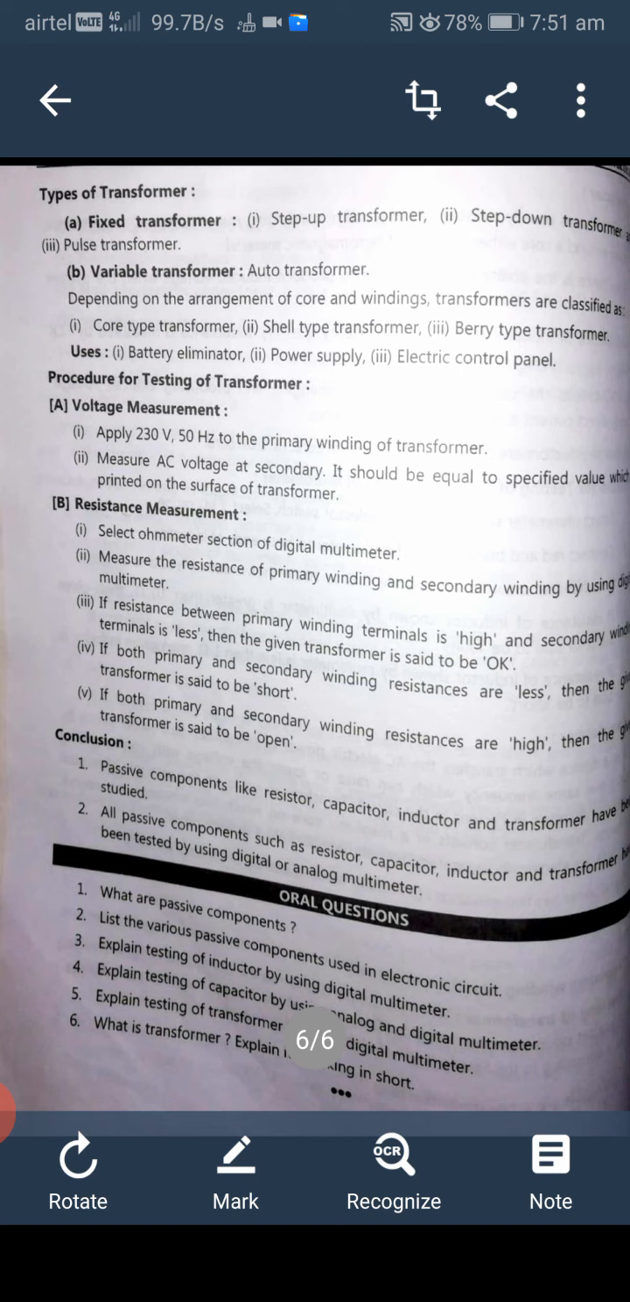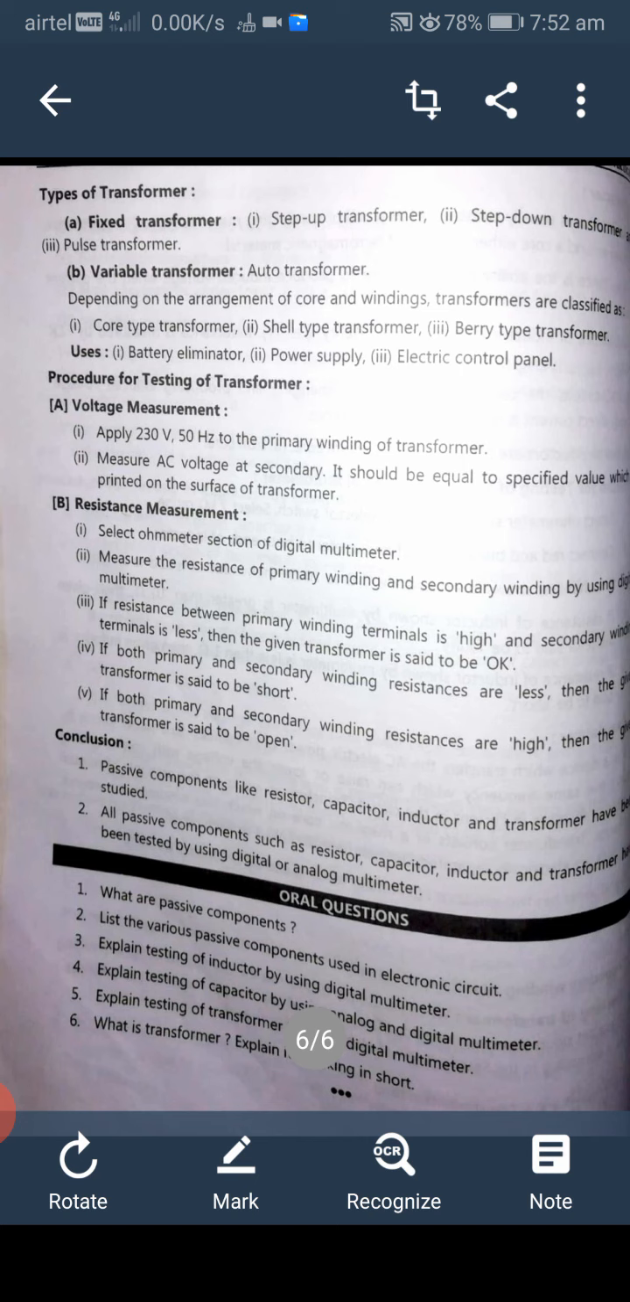If both primary and secondary winding resistance are less, then the given transformer is said to be short. If both primary and secondary winding resistance are high, then the given transformer is said to be open.